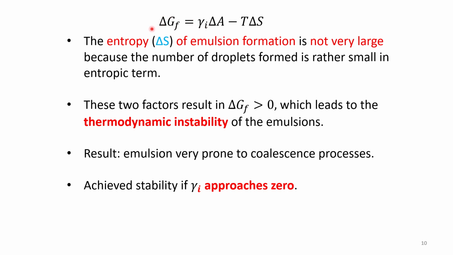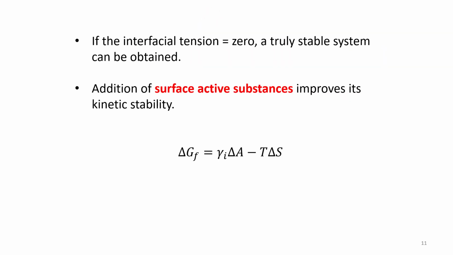So in order for delta G to be negative, one way is if the interfacial tension is approaching zero. If we can reduce the interfacial tension to zero, then we get a truly stable system. However, in most cases, we add surface active substances to improve the kinetic stability. Without this help, the system requires significant external energy. But if the interfacial tension is extremely low, then spontaneous emulsification can occur.